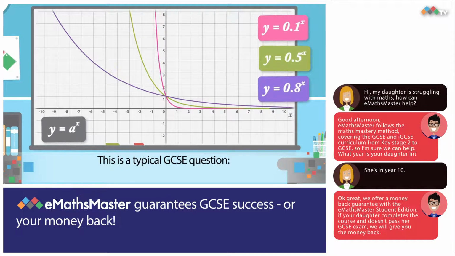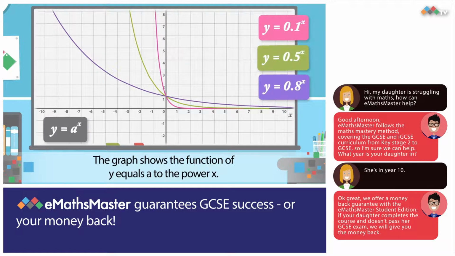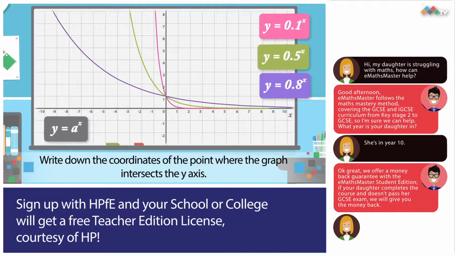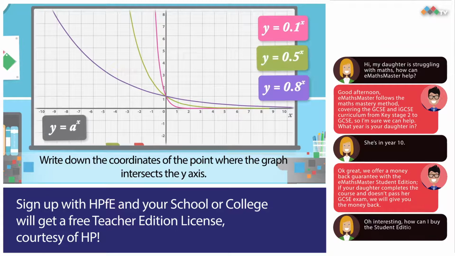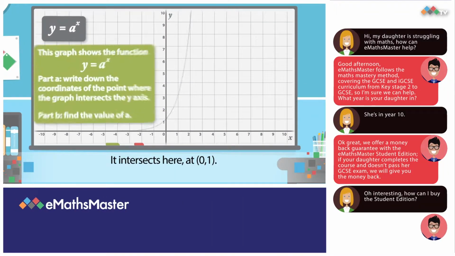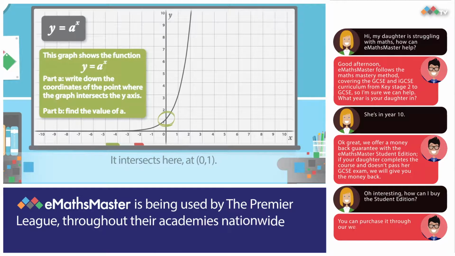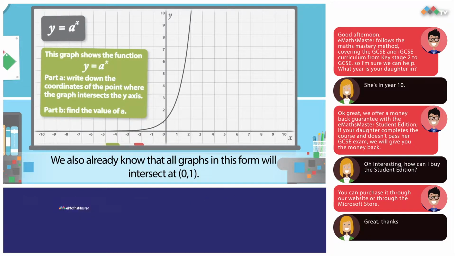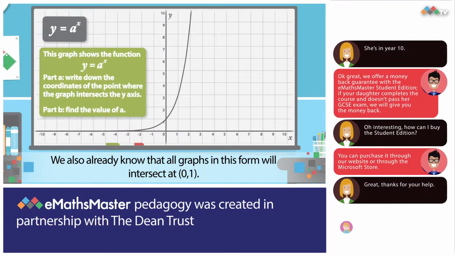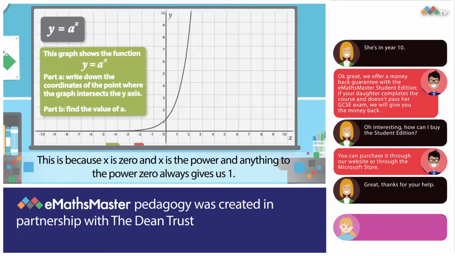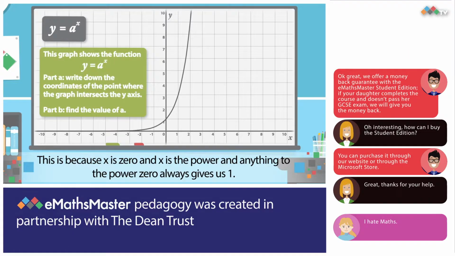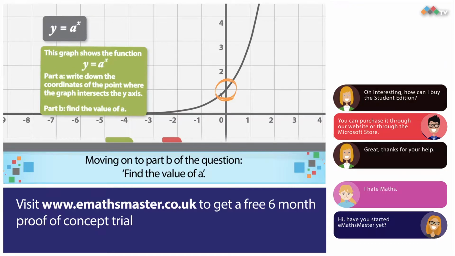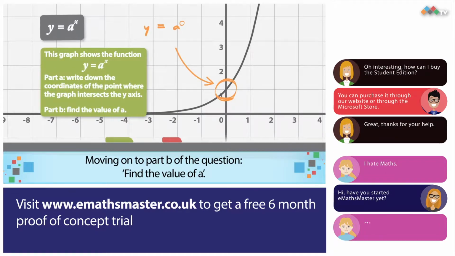This is a typical GCSE question. The graph shows the function y equals a to the power x. Write down the coordinates of the point where the graph intersects the y-axis. It intersects here, at 0, 1. We can see that clearly. We also already know that all graphs in this form will intersect at 0, 1. This is because x is 0 and x is the power, and anything to the power 0 always gives us 1.